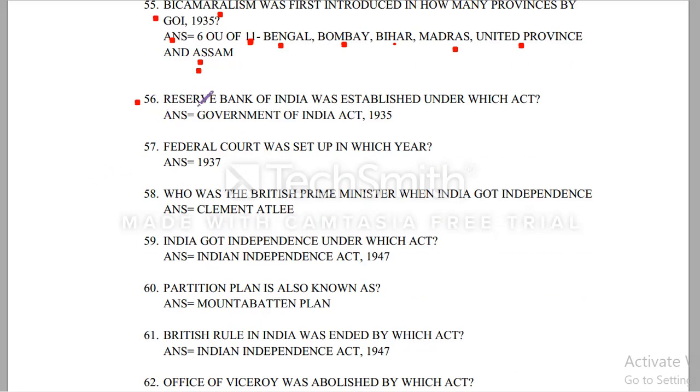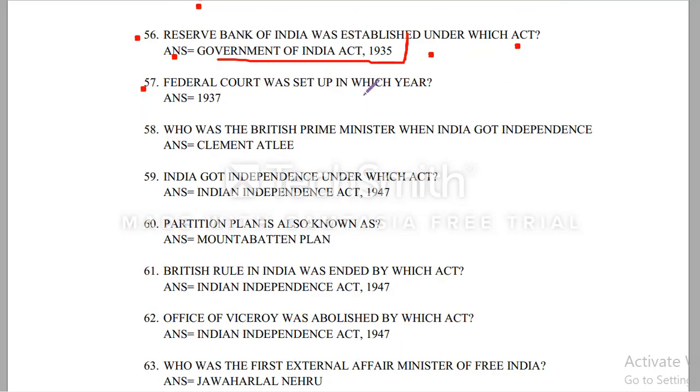Okay. Next, Reserve Bank of India was established under which act? Answer is Reserve Bank of India was established under Government of India Act of 1935. Very important question. Next question. Federal Court was set up in which year? Federal Court was set up in the year 1937.